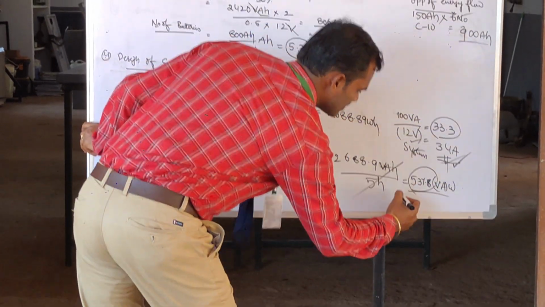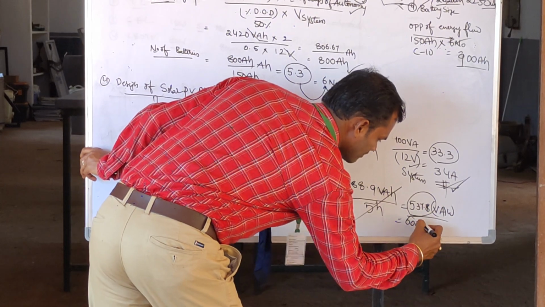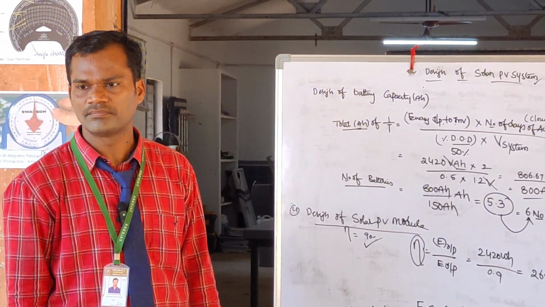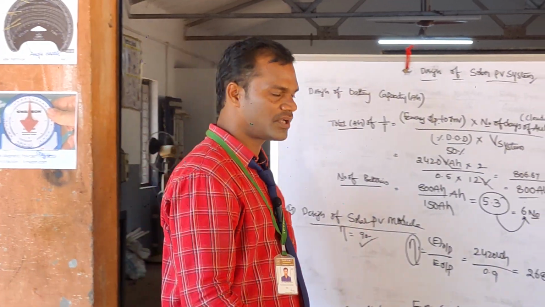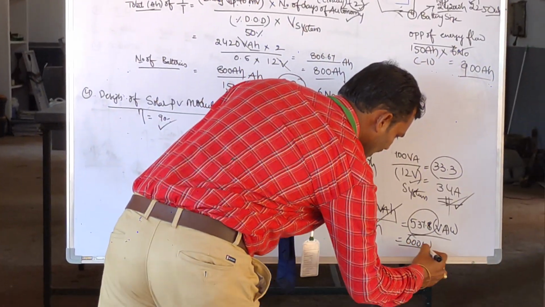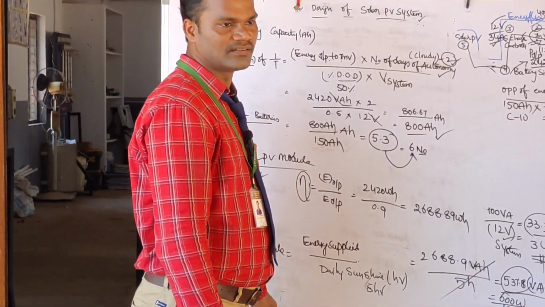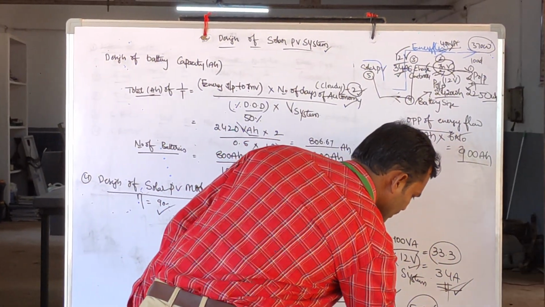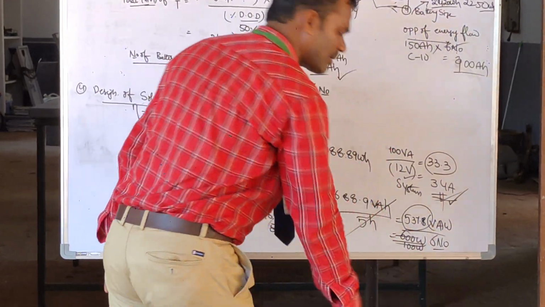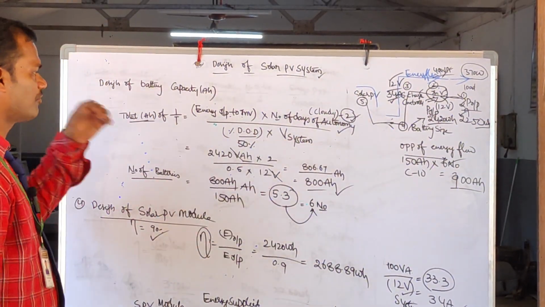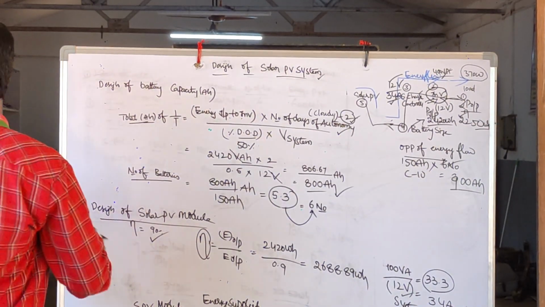So this is 537, make it 600 watts. How many watts? 600 watts. Then how many panels do you require? 6 solar panels. Okay, so to supply this I am taking a 100 watt solar panel. So how many do I require? 6 solar panels of 100 watts I require to supply this much amount of load. Okay, now let's try to have an overall view to discuss this.